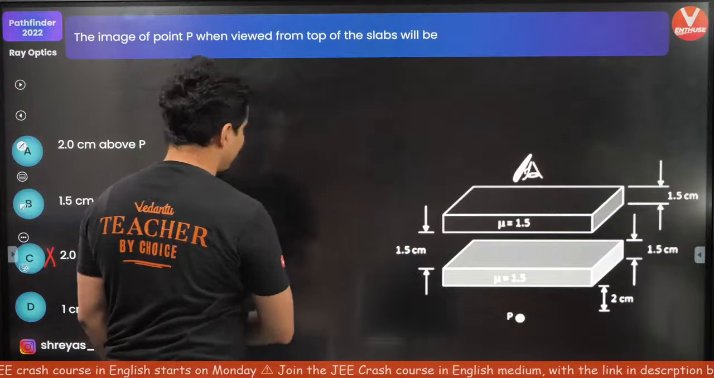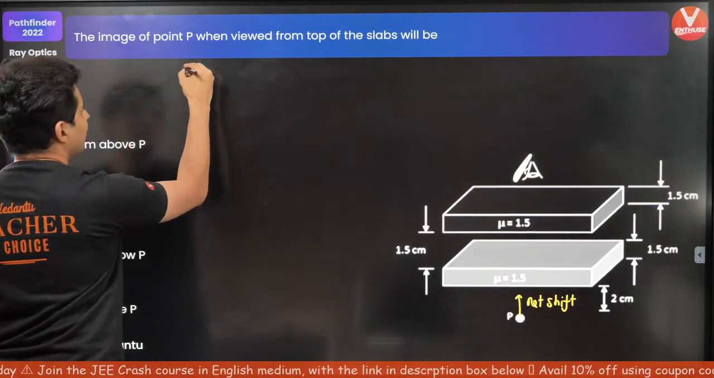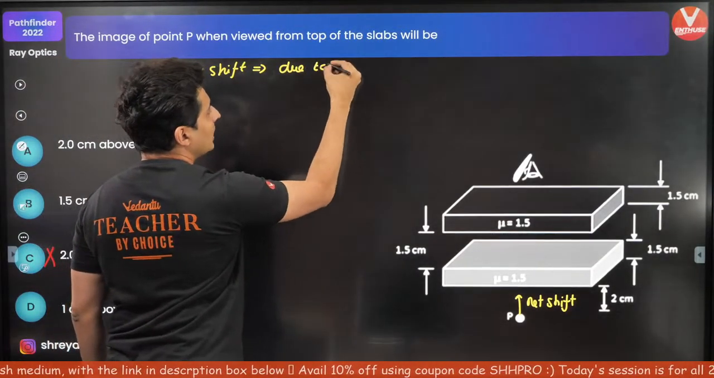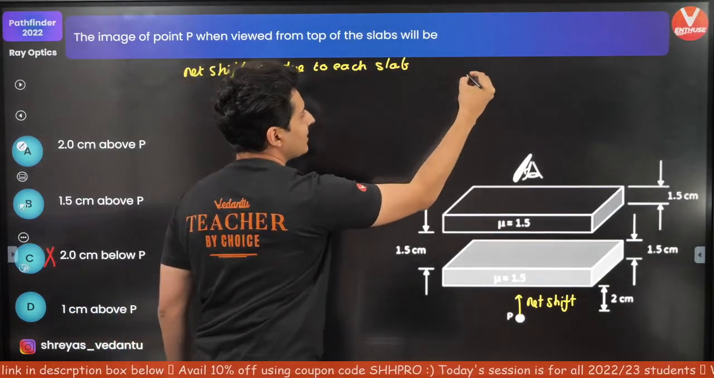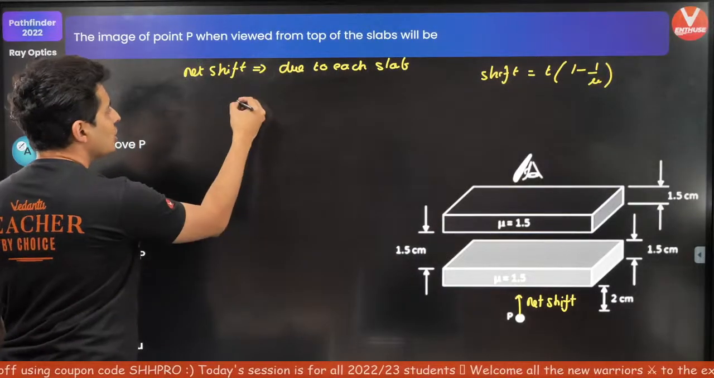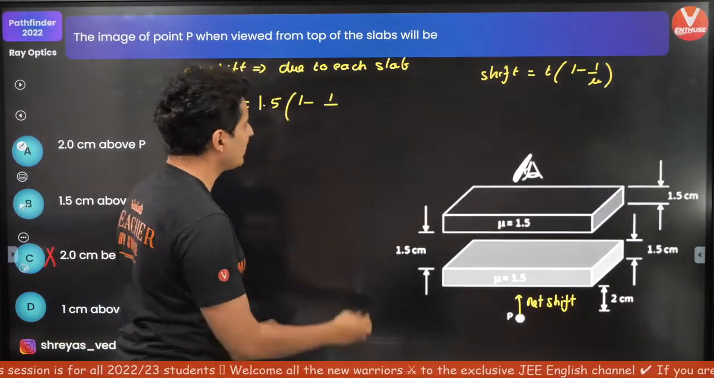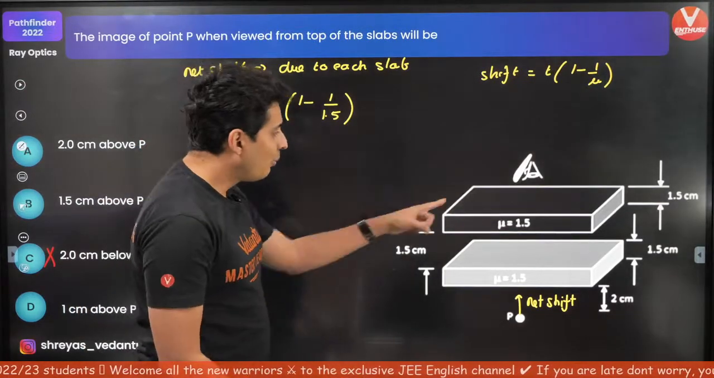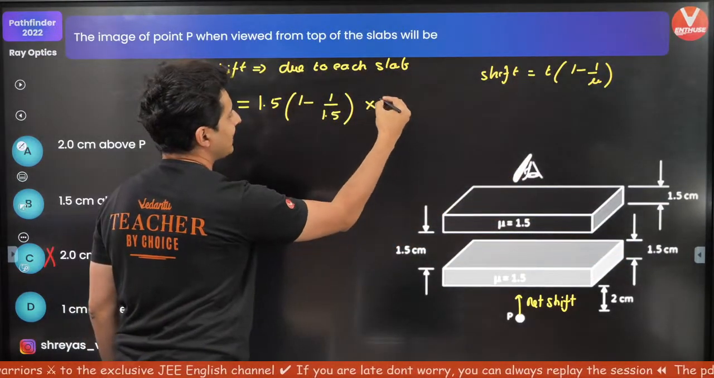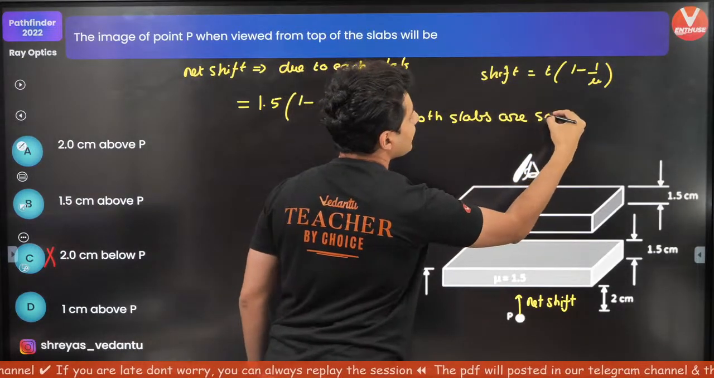Perfect. So how much will it shift by? That is simple. How do I calculate the net shift? The net shift will be due to each slab. And what is the shift formula? I just gave you. The shift formula is thickness into 1 minus 1 by mu. So the net shift will be thickness 1.5 into 1 minus 1 by mu. Mu is also 1.5. And the best part is both the slabs are same. Thickness of the slabs are same. So the shift will happen twice because both slabs are same. That's the reason why I can do this.